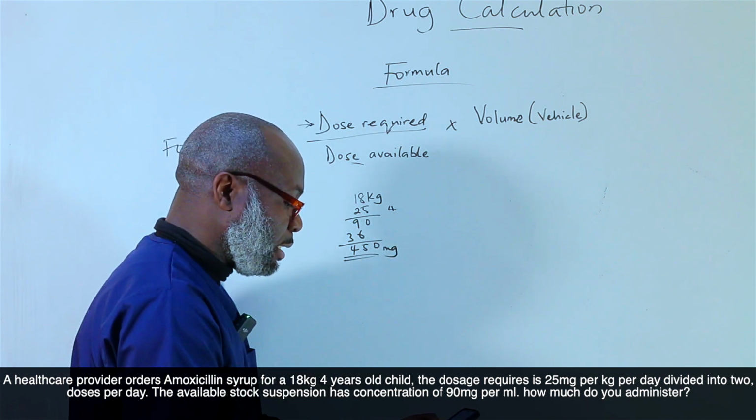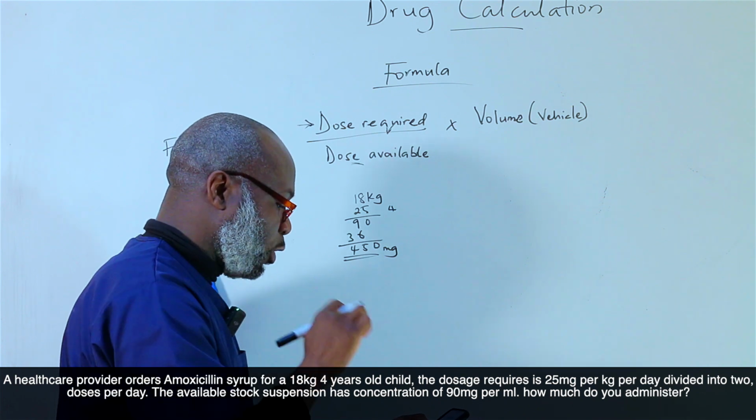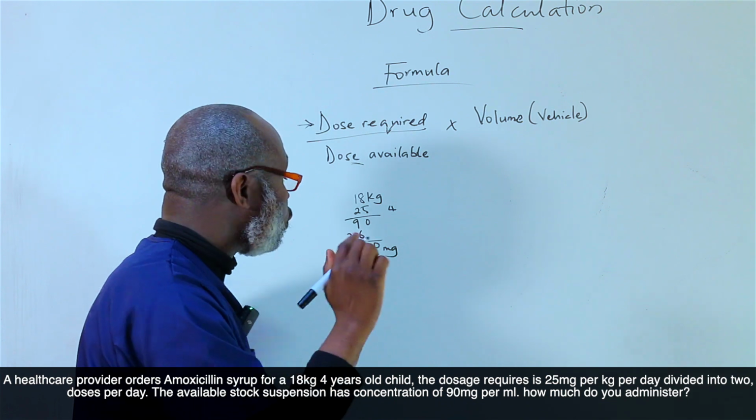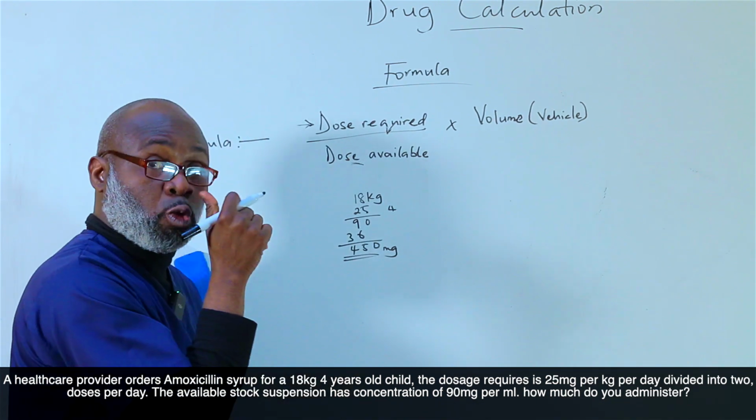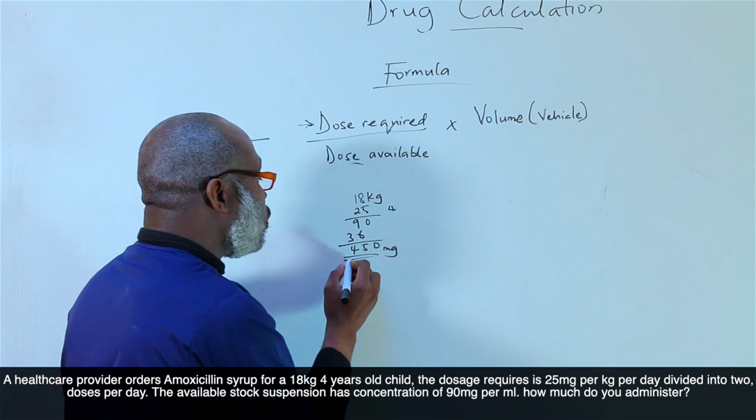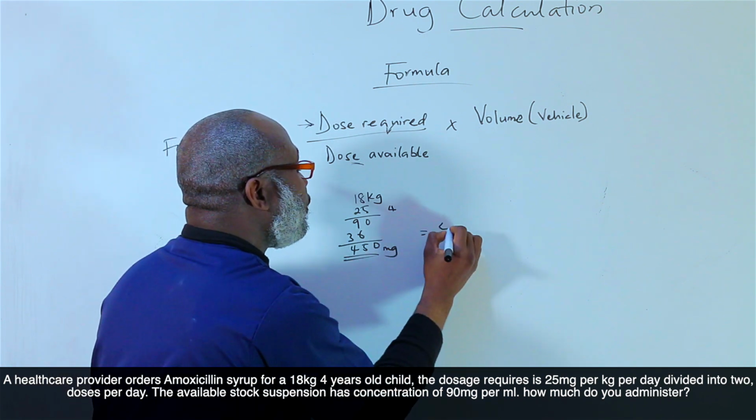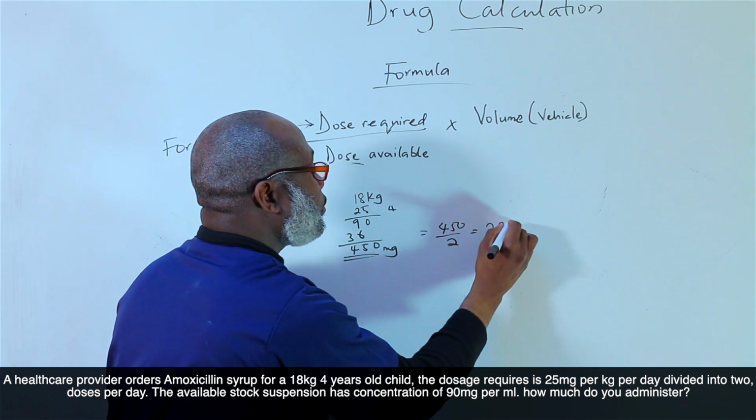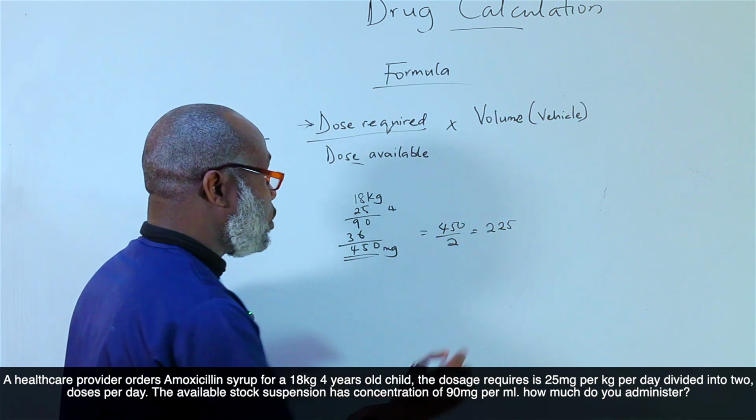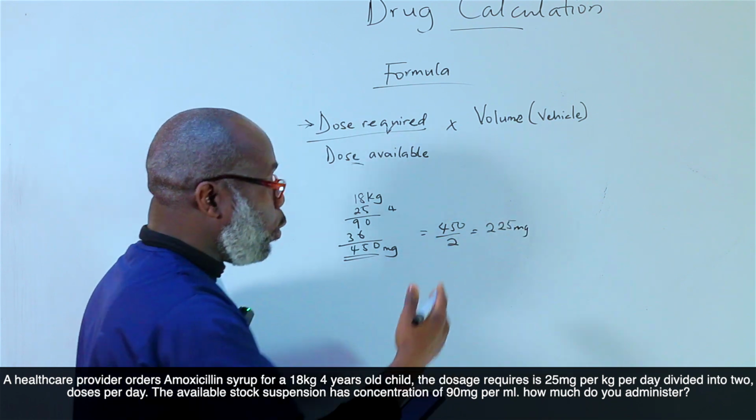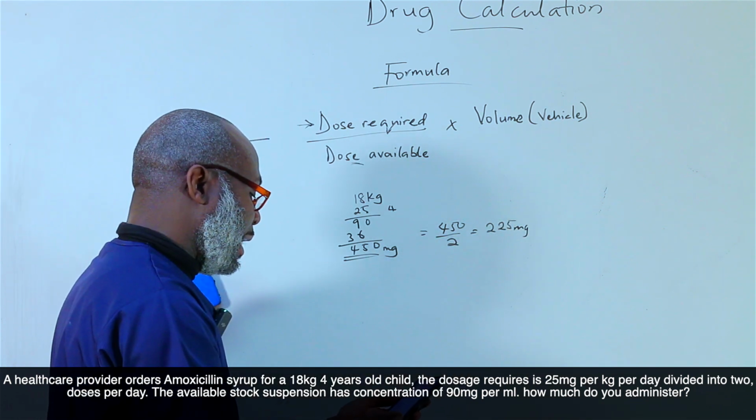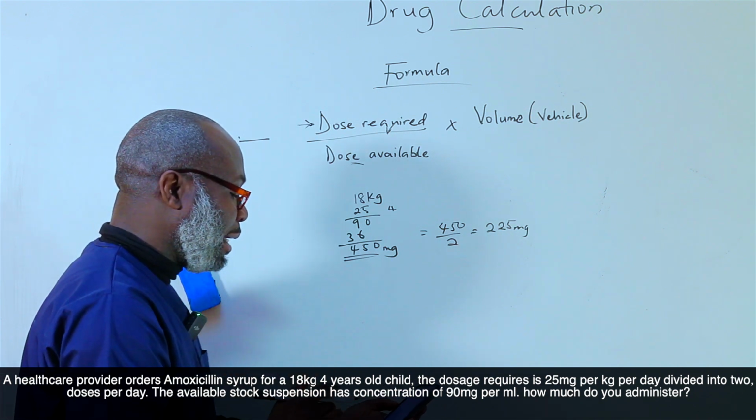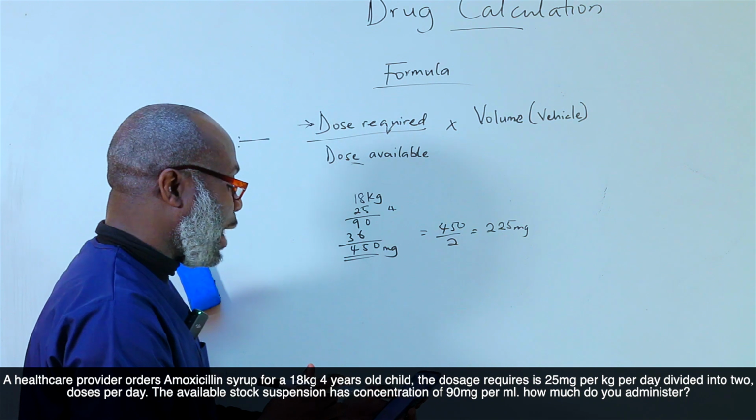Then the question now says, excuse me, the dosage required is 25 milligram per kilogram per day divided into 2 doses. So we have to divide this into 2 doses. It has to be given twice daily. So dividing 450 into 2, that would be 225 milligram. Maybe 1 in the morning, 1 in the evening. Then the available stock suspension has concentration of 90 milligram per mil. How much do you administer?